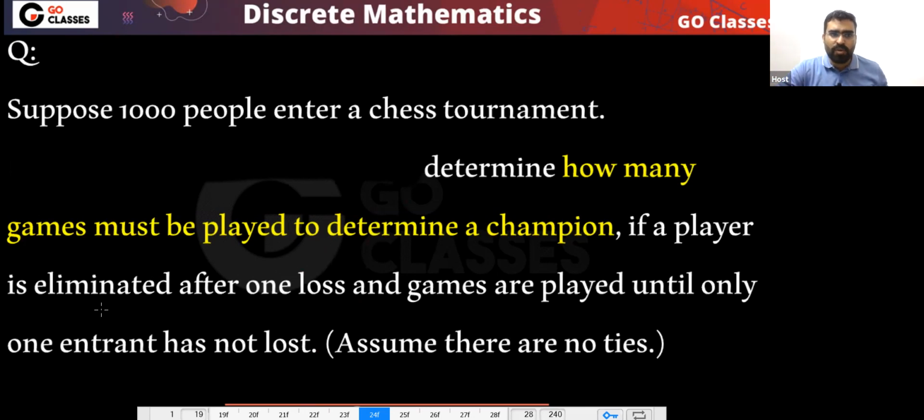Now, can anyone tell me one more thing? Is there any direct way? Is there any creative way to solve this question? How many games will be played? Remember, every player is eliminated after one loss. After one loss, one player is eliminated. Then, how many games will be played?